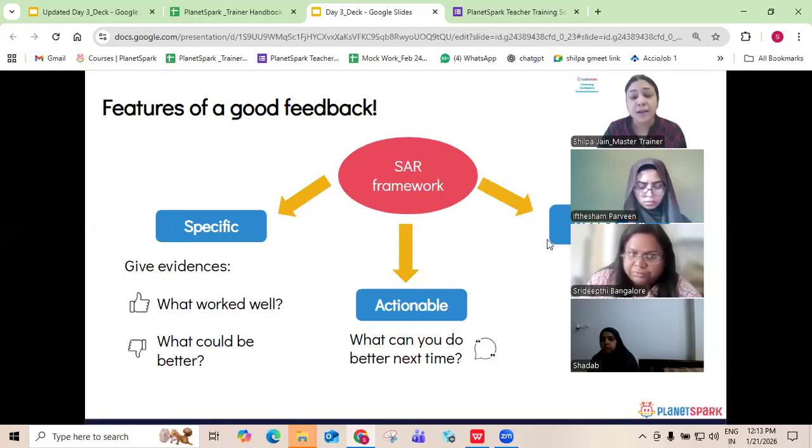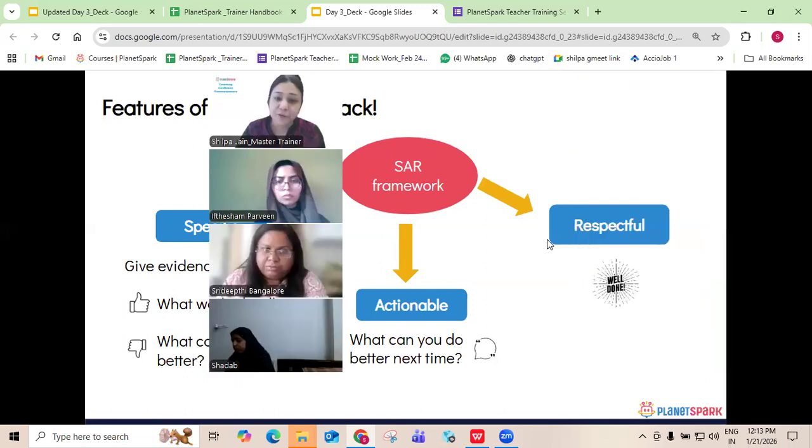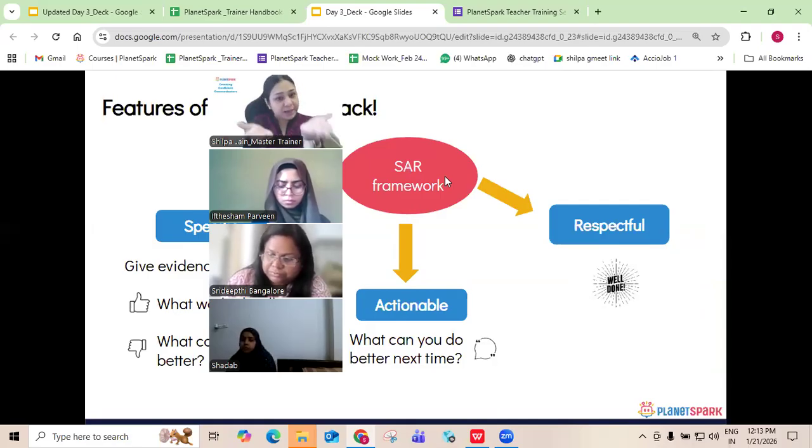Thirdly, respectful. What do we mean by respectful? In no way should your feedback demotivate our learners. It has to be balanced in such a way that you sound very respectful. That is something that you have to take care of. So this is the framework that we follow at Planet Spark.